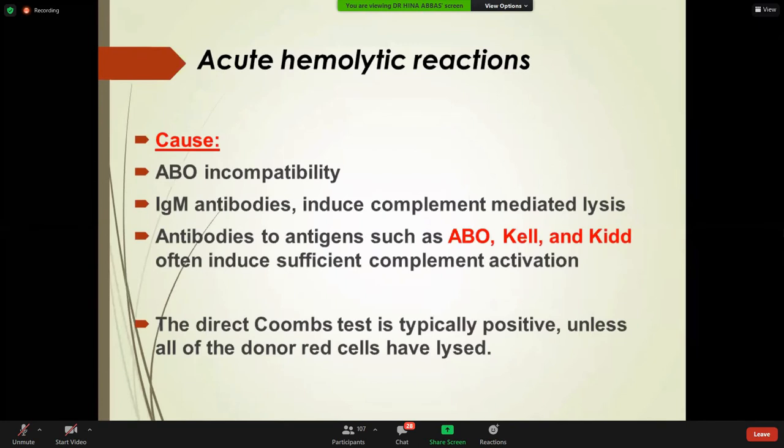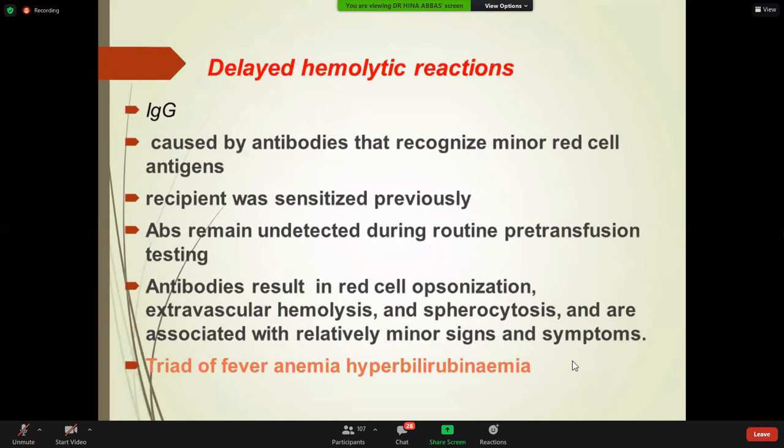You know that the Coombs test is positive if the antibodies are attached to the RBCs. So here the antibodies, of course, are getting attached to the RBCs. That's why they are lysing RBCs. So direct Coombs test will be positive. If it is negative, that means all the sensitized red cells have been lysed. That's why the Coombs test is becoming negative.